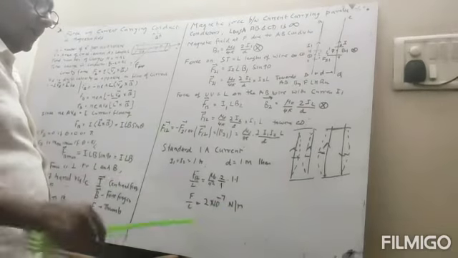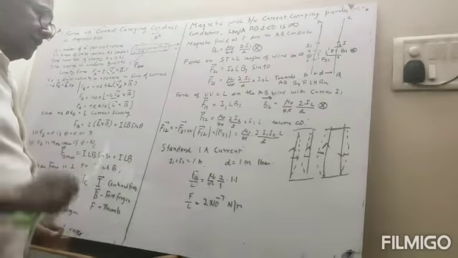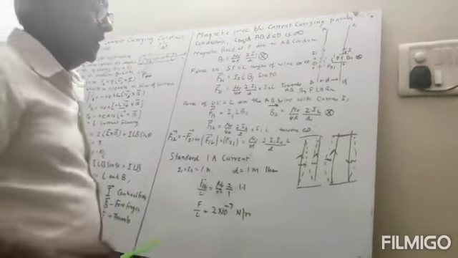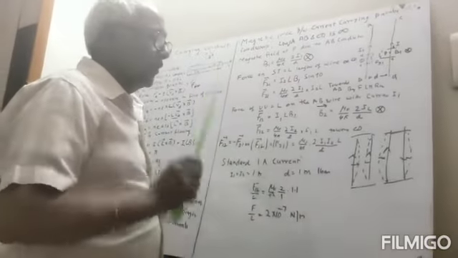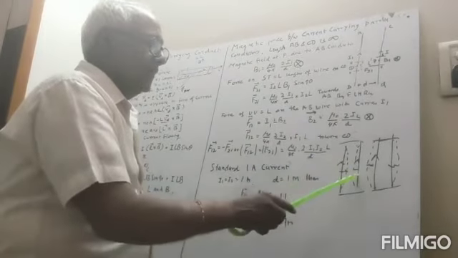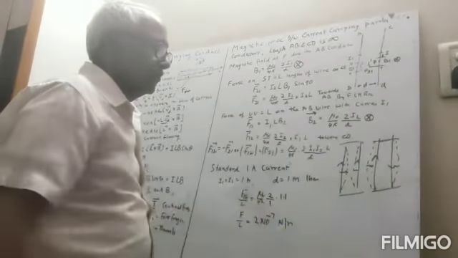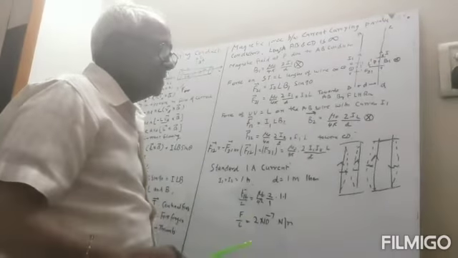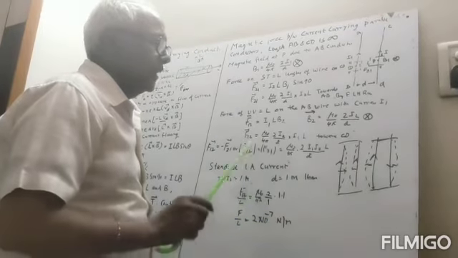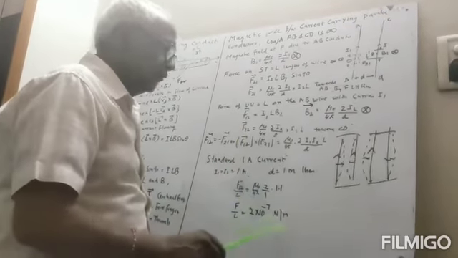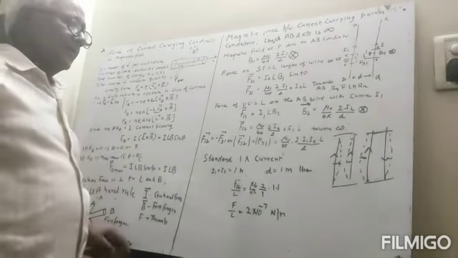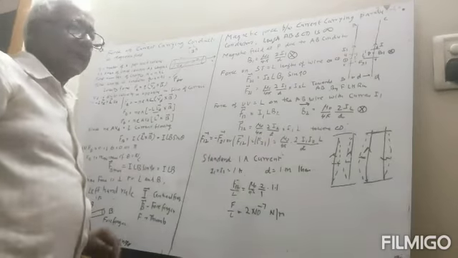So let me repeat, what is the standard 1 ampere current? Standard 1 ampere current is that current which, passing through two parallel conductors of infinite length kept at a distance of 1 meter, experiences a force per unit length equal to 2 into 10 raised to minus 7 Newton per meter. So in this way we can define the 1 ampere current.